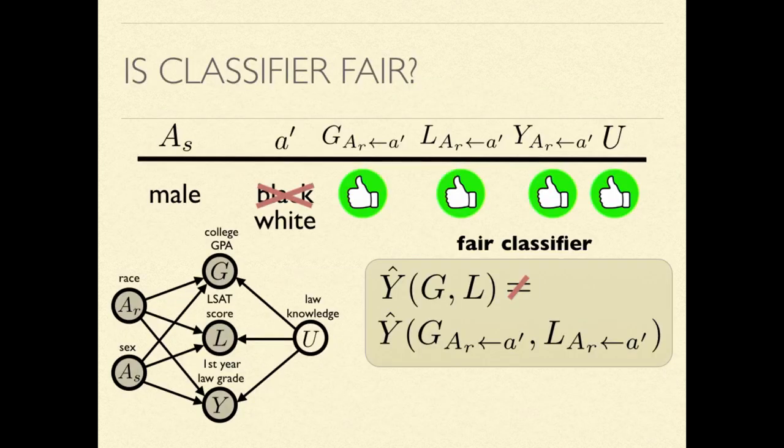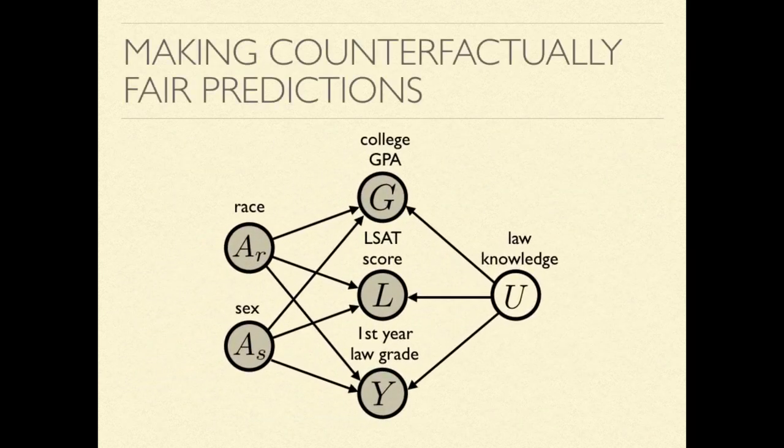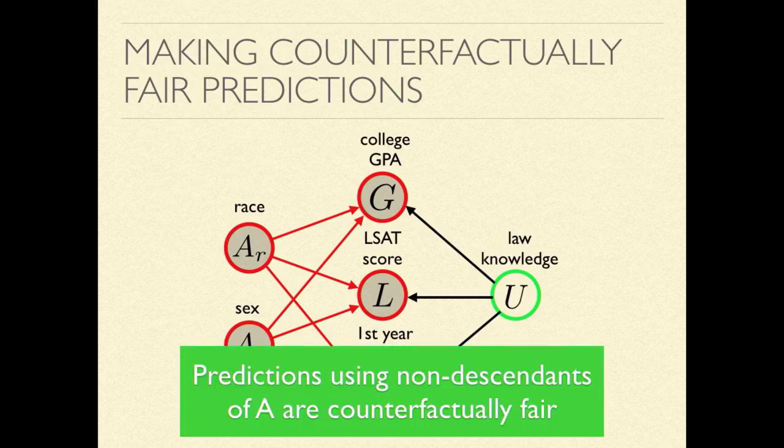Now, usually, classifiers aren't going to be counterfactually fair. So how do we construct these predictors? Well, the crucial thing to notice is that anything that's downstream, that's a descendant of our sensitive variables, is going to be affected or polluted by the effects of race or sex. So these variables, if we use them, we can't construct a counterfactually fair predictor. However, anything that isn't downstream, any features that aren't descendants, we can use, and we can guarantee that this is a counterfactually fair predictor. So how do we actually learn this predictor?